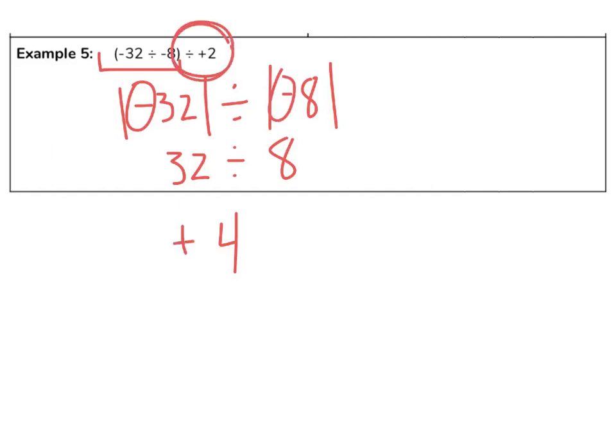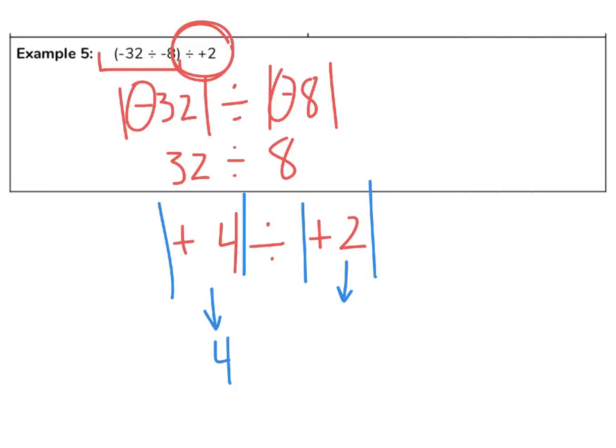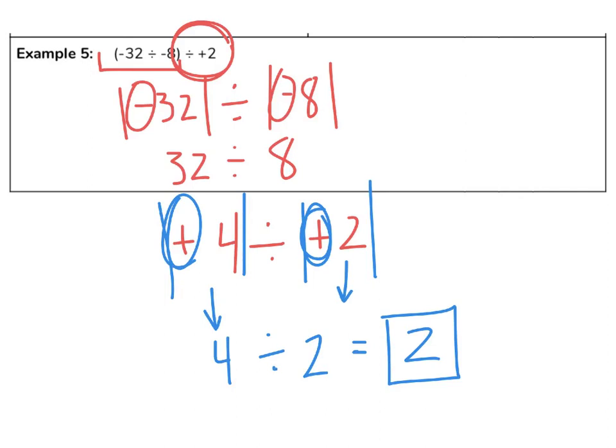Now I'm going to take my second part. So we're going to have positive 4 divided by positive 2. Again, I'm going to find the absolute values of each. The absolute value of positive 4 is 4. The absolute value of positive 2 is 2. I'm going to divide, and I'm going to get positive 2 as my final answer because both of my numbers are positive. Therefore, my final answer should also be positive.